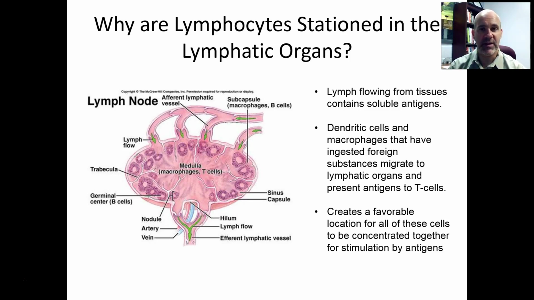Now imagine if your B cells and T cells were just scattered all over the place. It might be very difficult for these microorganisms and B cells or T cells to find each other. So it creates a very favorable location for concentrating all these things together to try to stimulate this branch of your immune system.